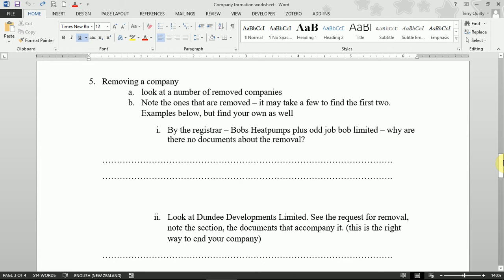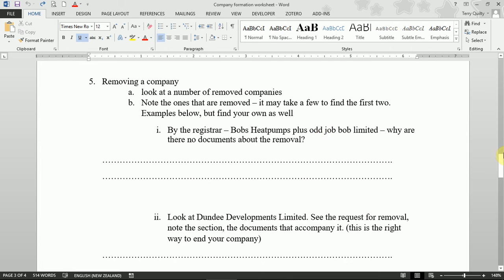And the second is a company that doesn't have the money to pay its creditors, and so the assets of the company need to be cashed up, or liquidated is the proper term, and the money distributed to the creditors and then to the shareholders if there's anything left over.